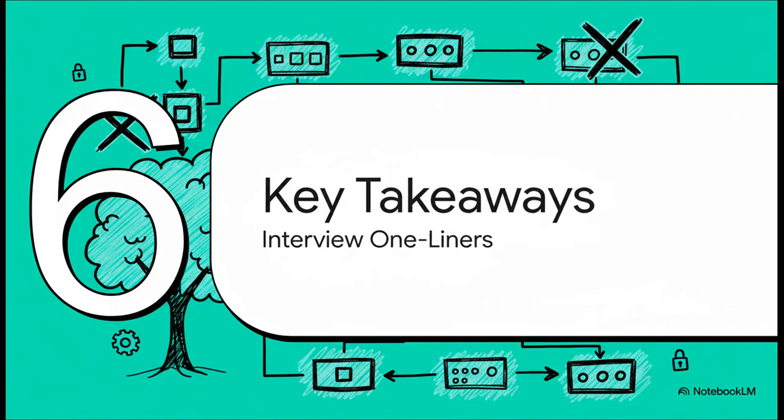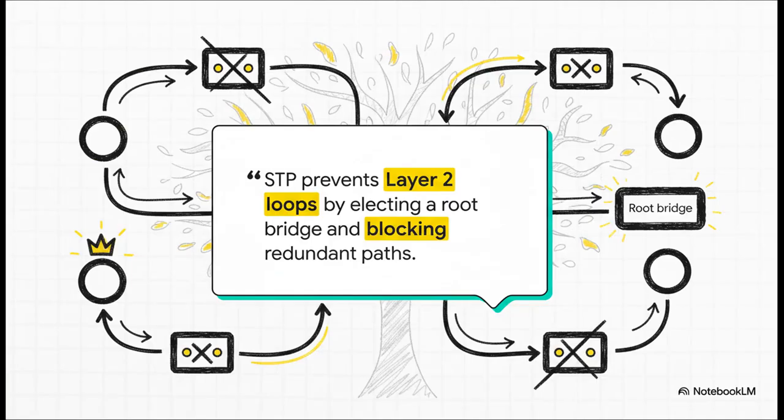Phew! Okay, we have covered a ton of ground. So let's boil all of this down to the key one-liners that are going to make you sound like a total pro. So if someone in an interview ever asks you what is spanning tree protocol, this is your mic drop answer. It hits all the key points. It solves layer 2 loops, and it does it by electing a root bridge and blocking redundant paths, all while keeping backups ready to go.